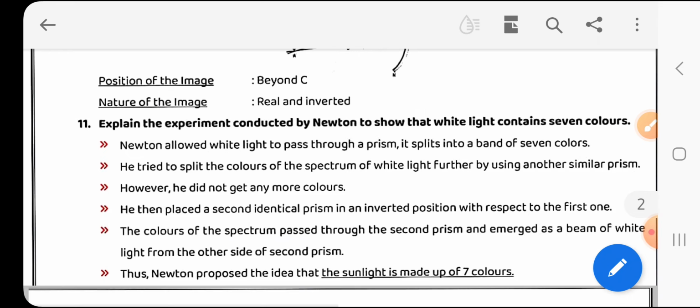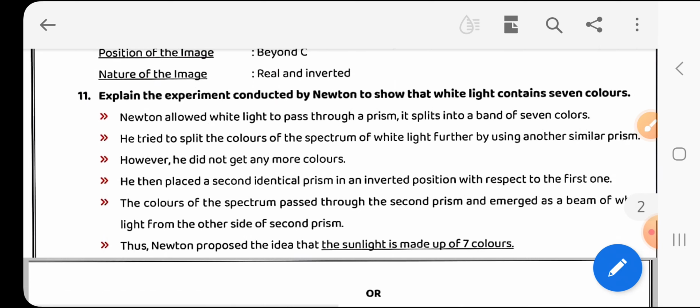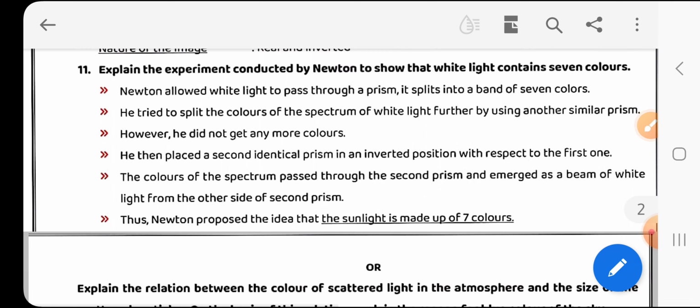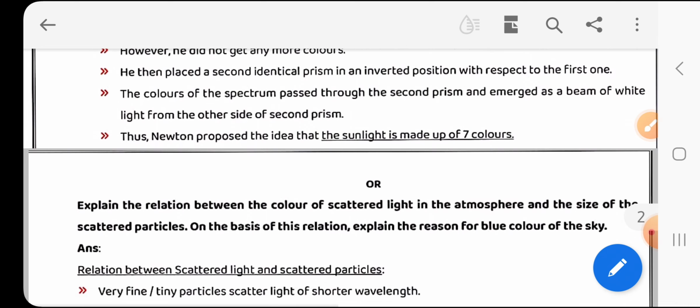Another question. Explain the experiment conducted by Newton to show that white light contains 7 colors. Newton allowed white light to pass through a prism. It split into a band of 7 colors. He tried to split the colors of the spectrum further by using another similar prism. However, he didn't get any more colors. He then placed a second identical prism in an inverted position with respect to the first one. The colors of the spectrum passed through the second prism and emerged as a beam of white light from the other side of the prism. Thus Newton proposed the idea that sunlight is made up of seven colors.